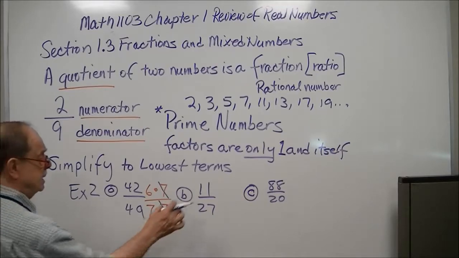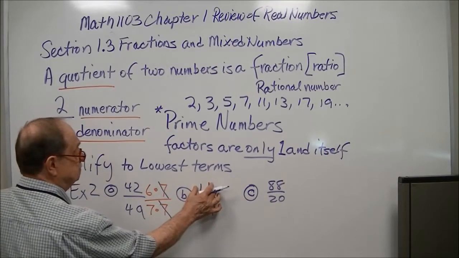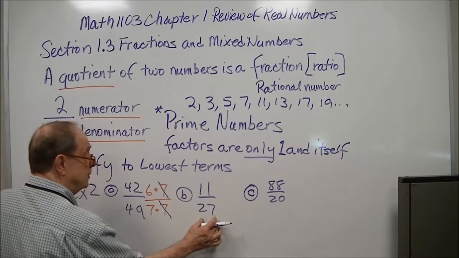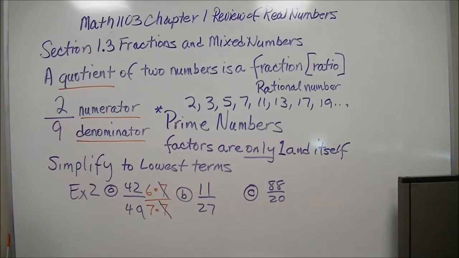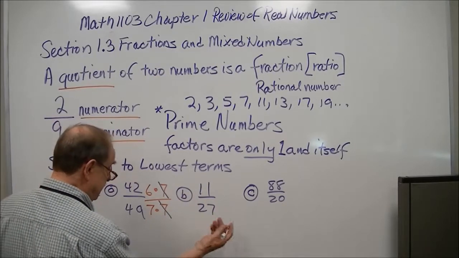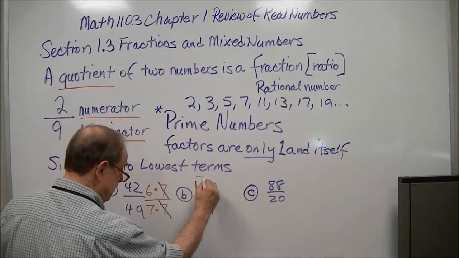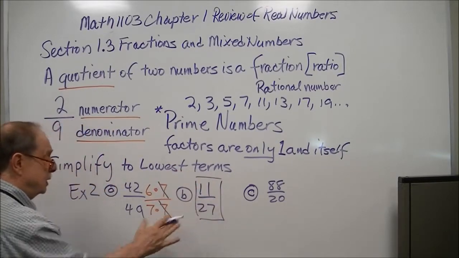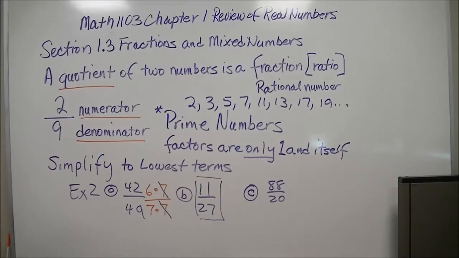Now, here I see a prime number, 11. Is 11 a factor of 27? And the answer is no. So 11 27ths, this is in lowest terms already. You can't do anything with that.